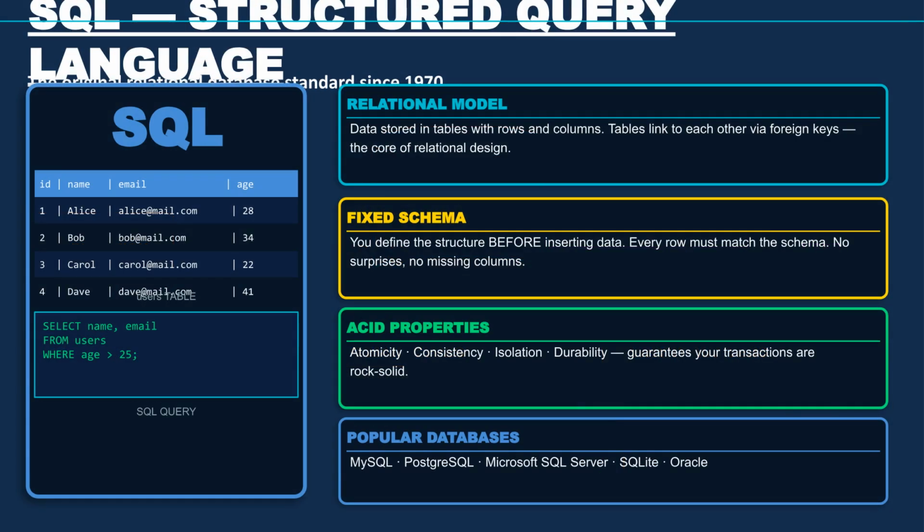SQL stands for Structured Query Language, the relational standard since 1970. SQL databases use a relational model, storing data in linked tables with a fixed schema defined upfront. This rigid structure guarantees data integrity through ACID properties: atomicity, consistency, isolation, and durability.